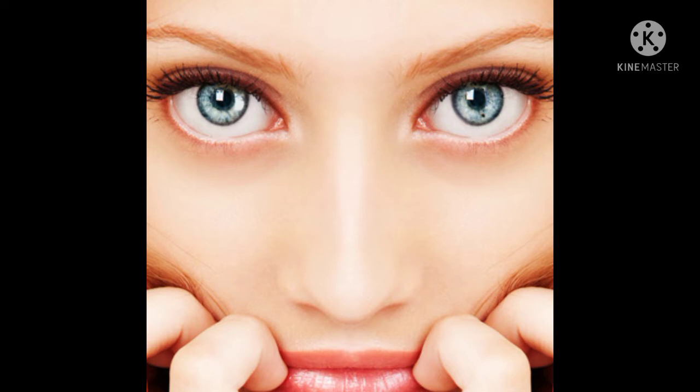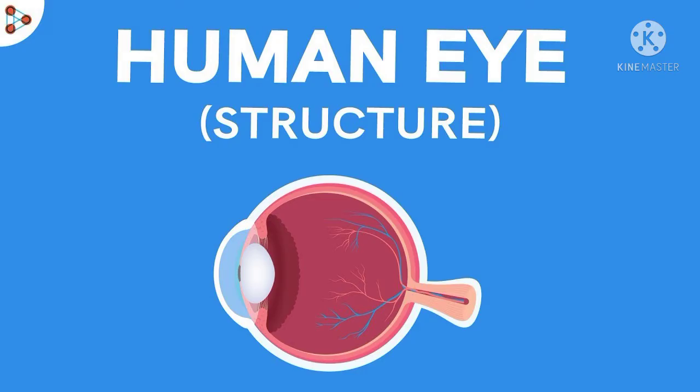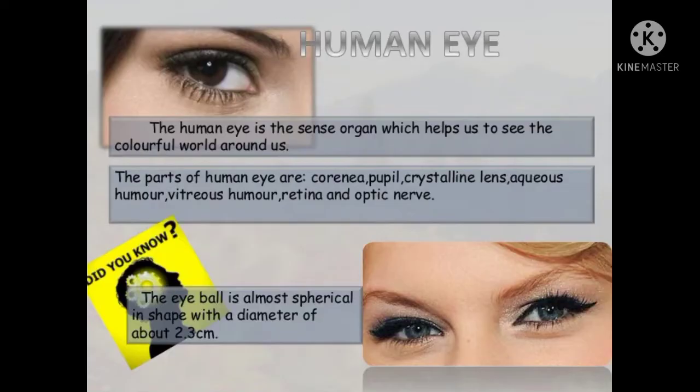Dear students, in this class we are going to learn the structure of the human eye and defects in the eye. First we are going to learn about the structure of the human eye. The human eye is the sense organ which helps us to see the colorful world around us. The eyeball is approximately spherical in shape with a diameter of about 2.3 centimeters.